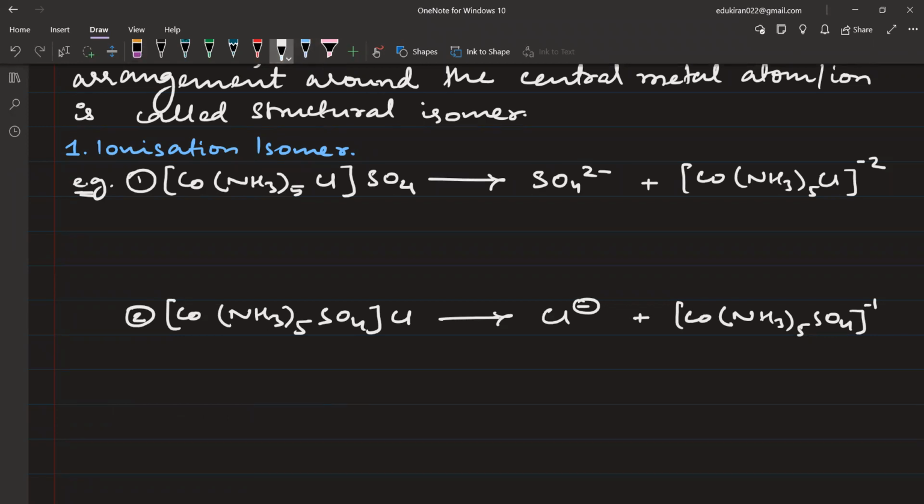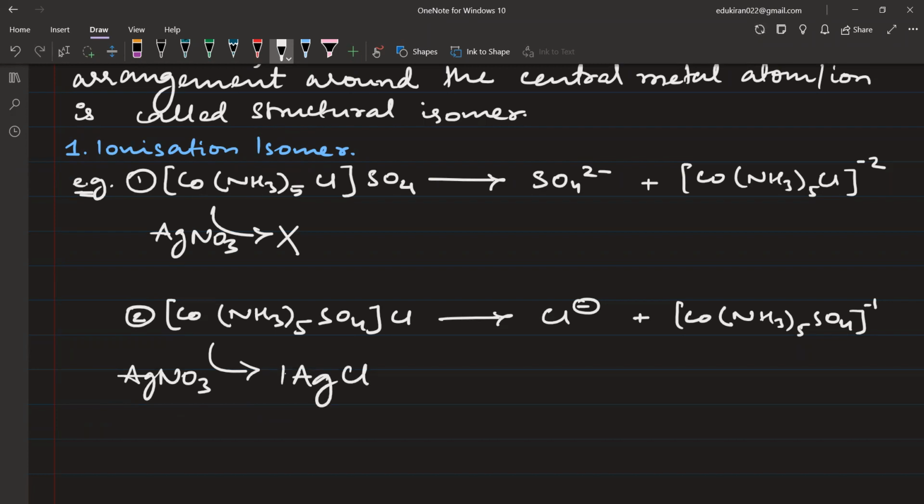See, in the first case, if I react this with AgNO3, since there is no chloride as a counter ion, I'm not going to get any reaction. But if I react the other one with AgNO3, then I'm going to get 1 mole of AgCl, because one chloride ion is outside the coordination sphere. Also, if I react this with BaCl2, then we have SO4 2 negative, which is going to give me BaSO4. So how will I distinguish these? I will react with AgNO3 and BaCl2. Similarly, the other one, if I react it with BaCl2, is not going to give me any product. Is that clear, guys? Yes or no? Please tell me.